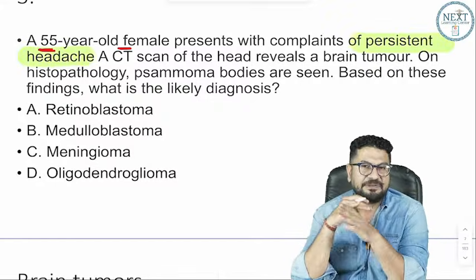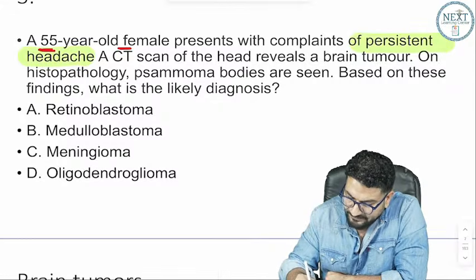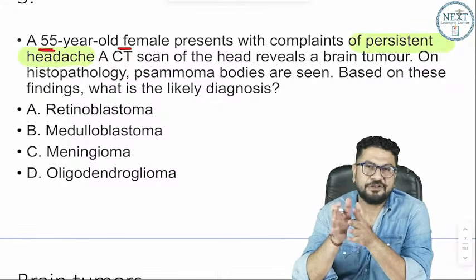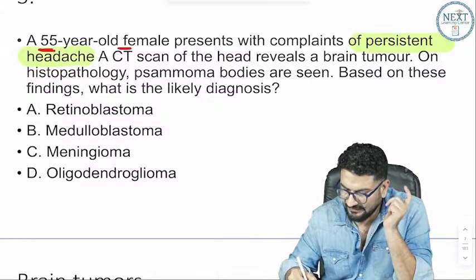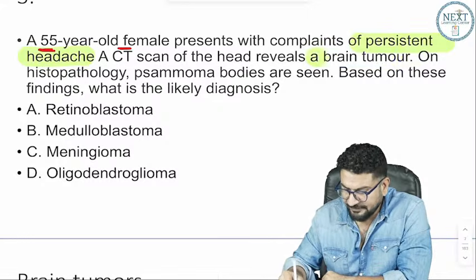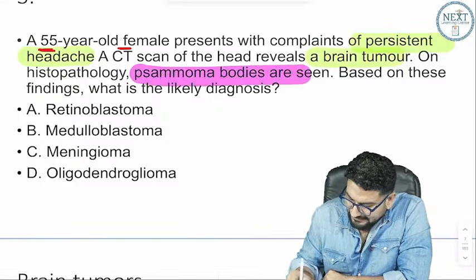Now headache can be seen in many, many conditions. A CT scan of the head reveals a brain tumor. In CT you can see a brain tumor, although most brain tumors are not detected on CT; for that we have to do an MRI scan. But here they are telling you it is seen in CT, it means it's a big tumor. Histopathology is showing some oma body. So that is all your hint here.